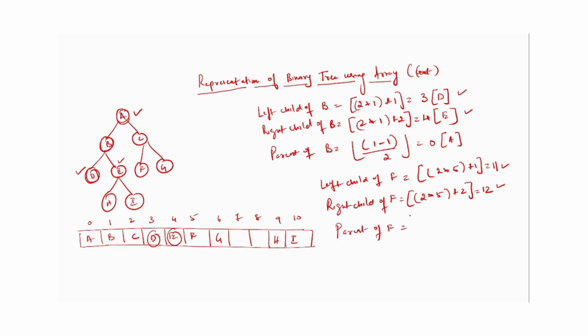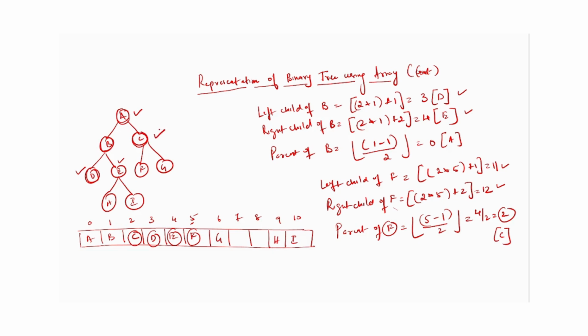We know the formula here, floor of I minus 1 by 2. So we are talking about F here. So F is located at index 5 here, right? So here I am saying 5 minus 1 by 2, right? 4 by 2, that is 2. Therefore the parent of F is at index 2. So what is at index 2? C, right? C, correct? So C is at index 2. Let us check with the binary tree whether this is right or wrong. The parent of F is C, correct?